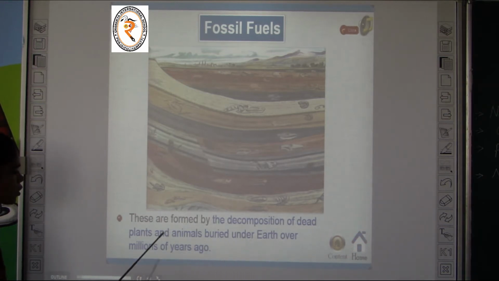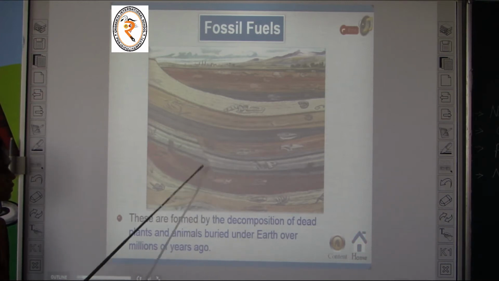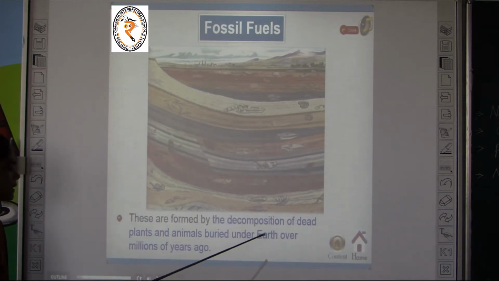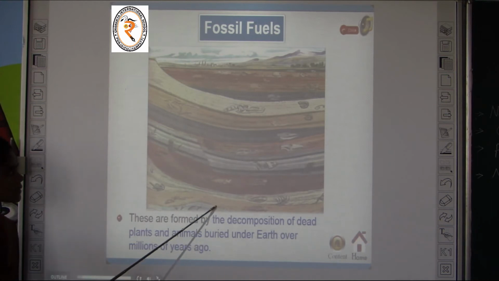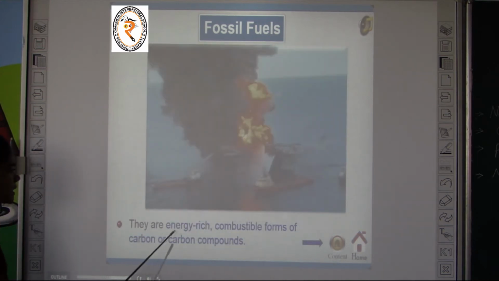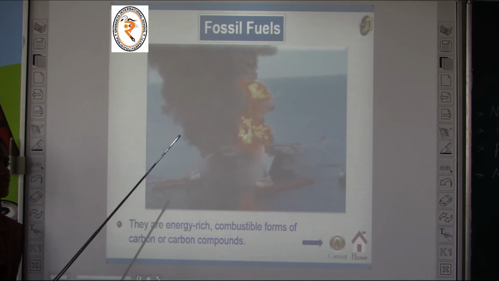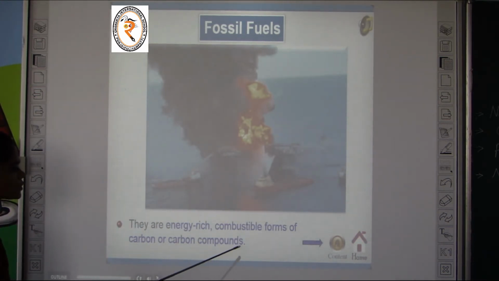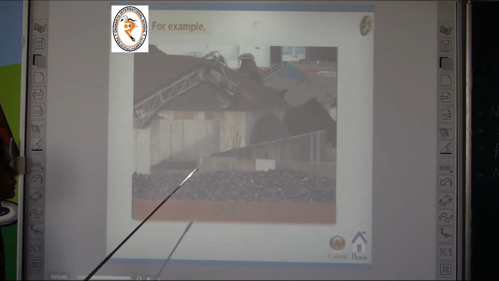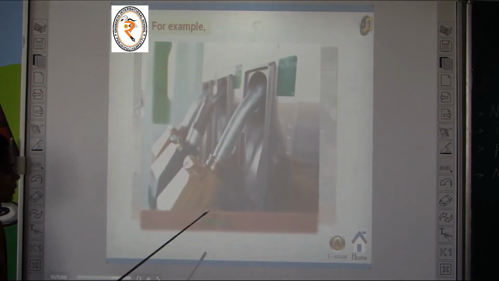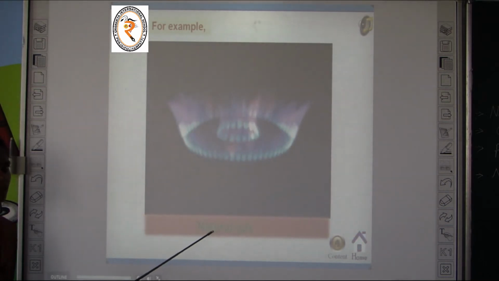buried under earth over millions of years ago. That is called fossil fuels. In this, the dead plants and animals are buried and decompose. Look at the picture. The dead plants and animals are compressed under the earth to produce fossil fuels. They are energy-rich combustible forms of carbon or carbon compounds. So, fossil fuels are rich in carbon or carbon compounds. For example, the best examples of fossil fuels are coal, petroleum, and natural gas. See, these are all the examples of fossil fuels.